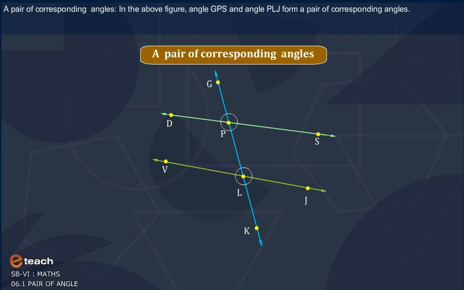A pair of corresponding angles. In the above figure, angle GPS and angle PLJ form a pair of corresponding angles. There are 3 more pairs of such corresponding angles: angle SPL and angle JLK, angle DPG and angle PLV, angle DPL and angle VLK.